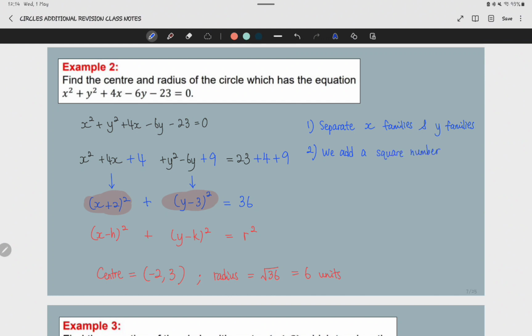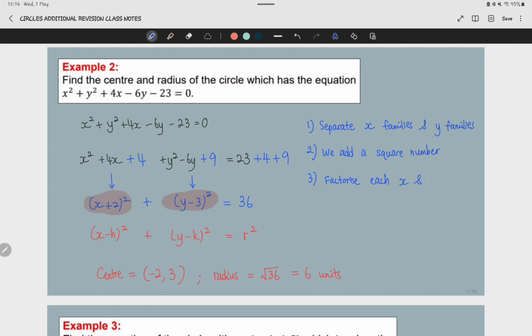What I mean by square number, this is not the exact term lah. Square number usually means that a number that has been squared. Like contoh yang perfect square, we have 1, 4, 9, 16, 25 and so on. Usually we add that because we are completing the square here. Then you factorize each. What I mean by factorize? Factorize each is x and your y.